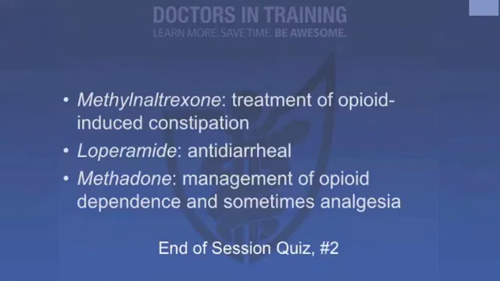E, loperamide. This is an antidiarrheal. You may be aware of the over-the-counter brand Imodium. And then F, methadone. This is used to manage opioid dependence and sometimes used for analgesia, but usually it's used in the treatment of opioid dependence.